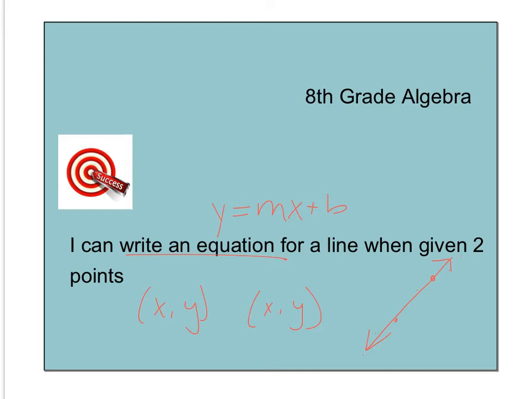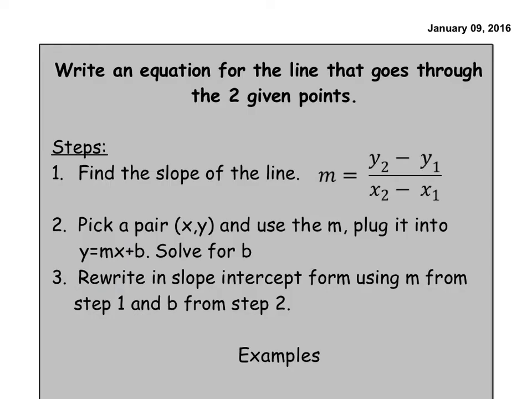Remember that you need the slope and the y-intercept to be able to write an equation in slope-intercept form. And right now, you're only given 2 ordered pairs with coordinates x and y. So you're going to have to find m and b. Here are some steps to write an equation for a line that goes through the 2 given points.